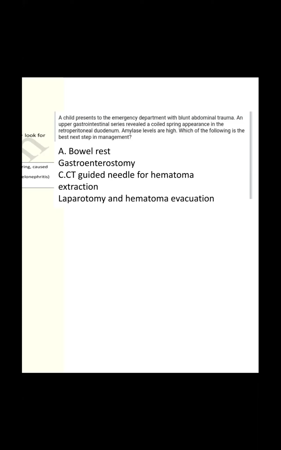Yes, ma'am. A child presents to the emergency department with a blunt abdominal trauma. An upper gastrointestinal series revealed a coil spring appearance in the retroperitoneal duodenum. Amylase levels are high. Which of the following is the best next step in the management? Bowel rest, gastroenterostomy, CT guided needle for hematoma extraction, laparotomy and hematoma evacuation.